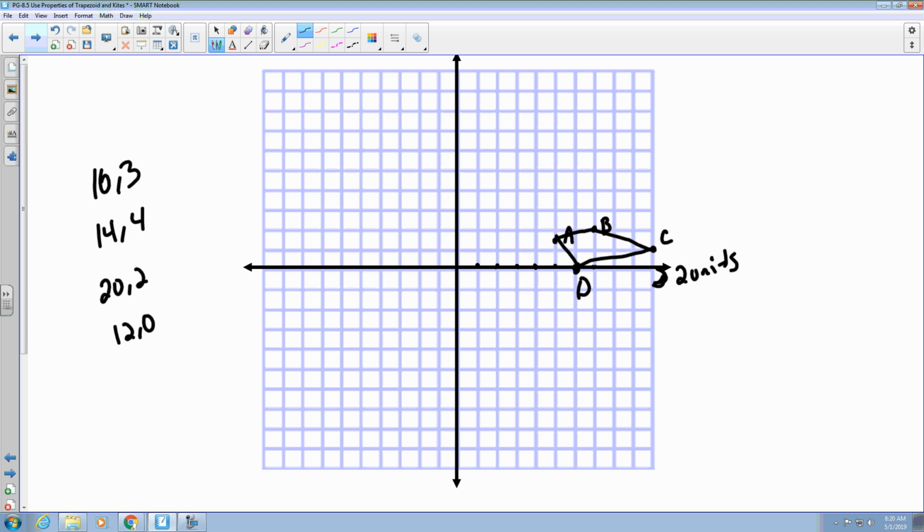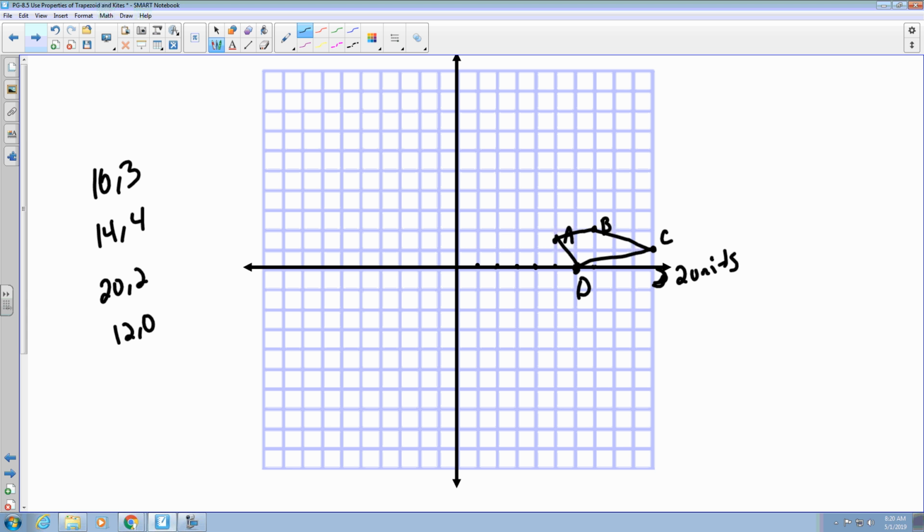What I got to do is see if at least one pair is parallel. Just by looking at it, it seems like the only ones that could be parallel are AB and CD. It doesn't seem like either AD and BC would be parallel. We can certainly check that just to make sure.